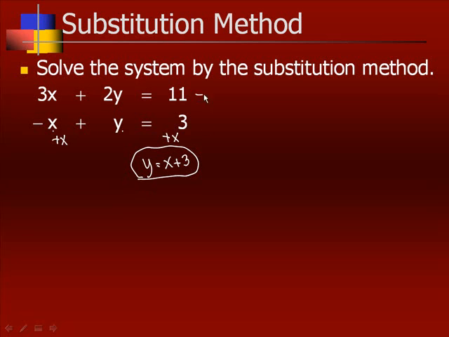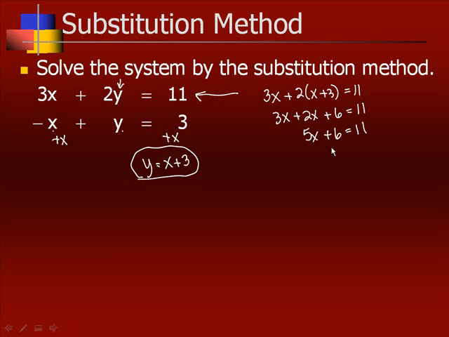So now we go into the other equation. Everywhere we had a y, we're going to plug in what y is equal to. So we get 3x plus 2 times y, but y is now x plus 3, equals 11. So we get 3x plus 2x plus 6 equals 11. 5x plus 6 equals 11. Subtract 6, so 5x is equal to 5, or x is 1.